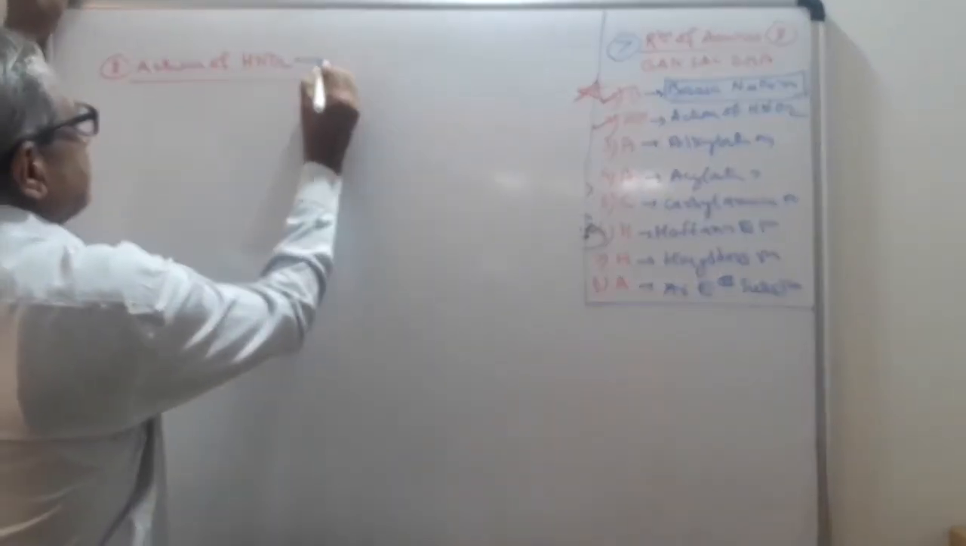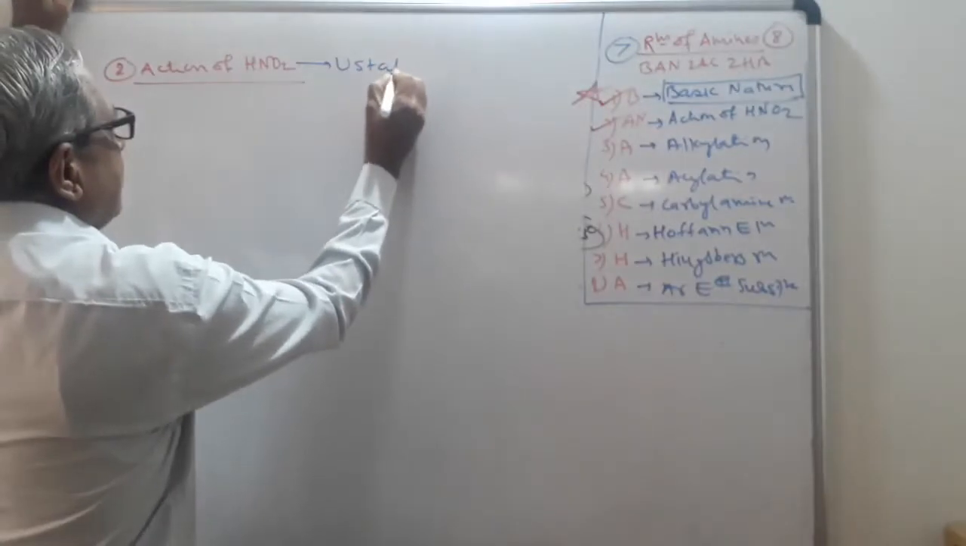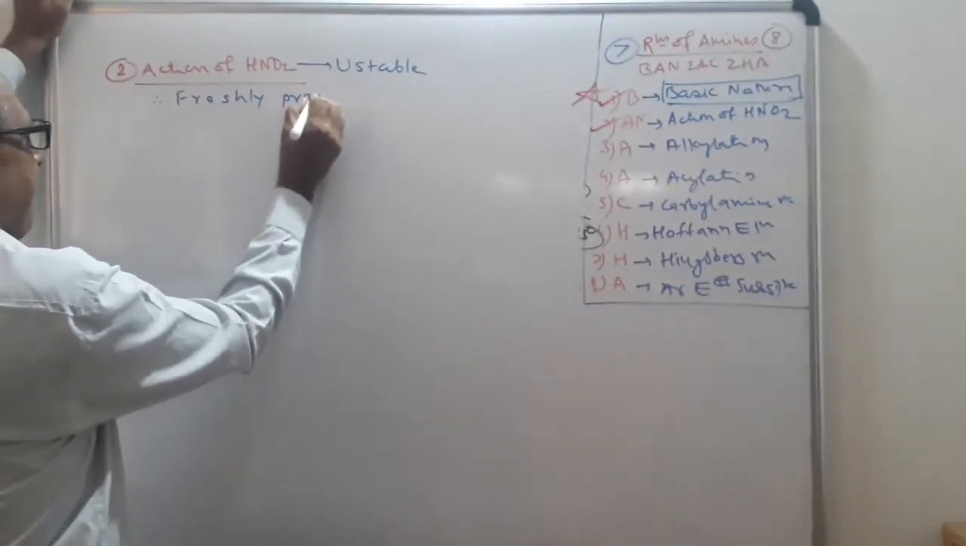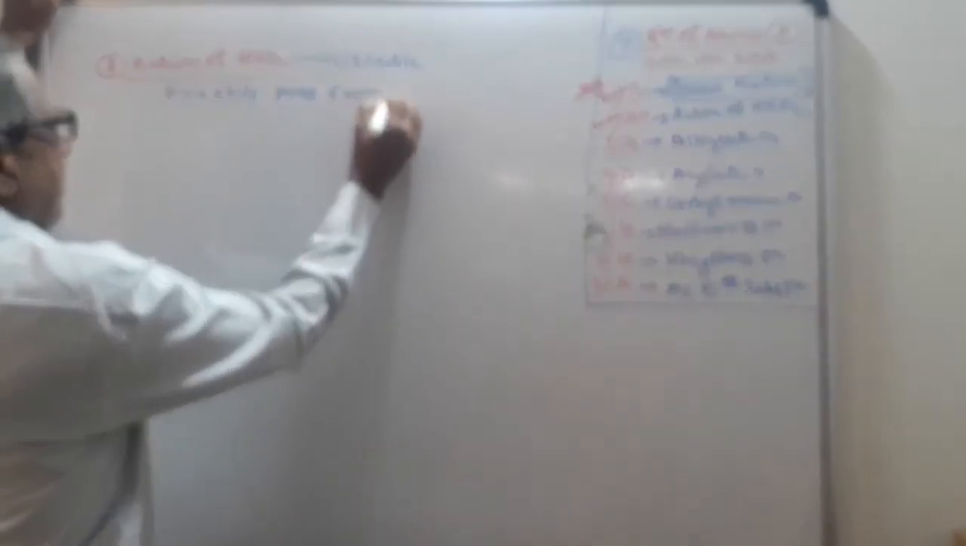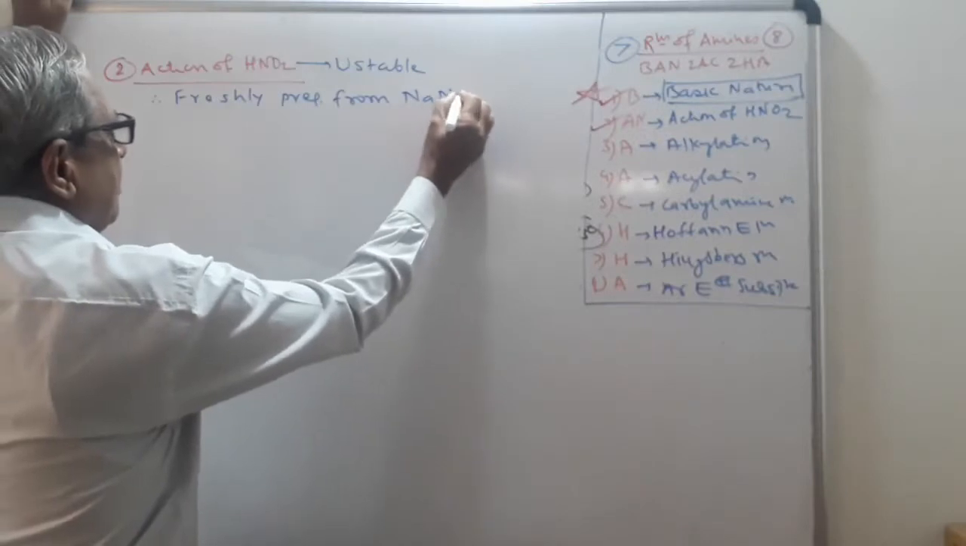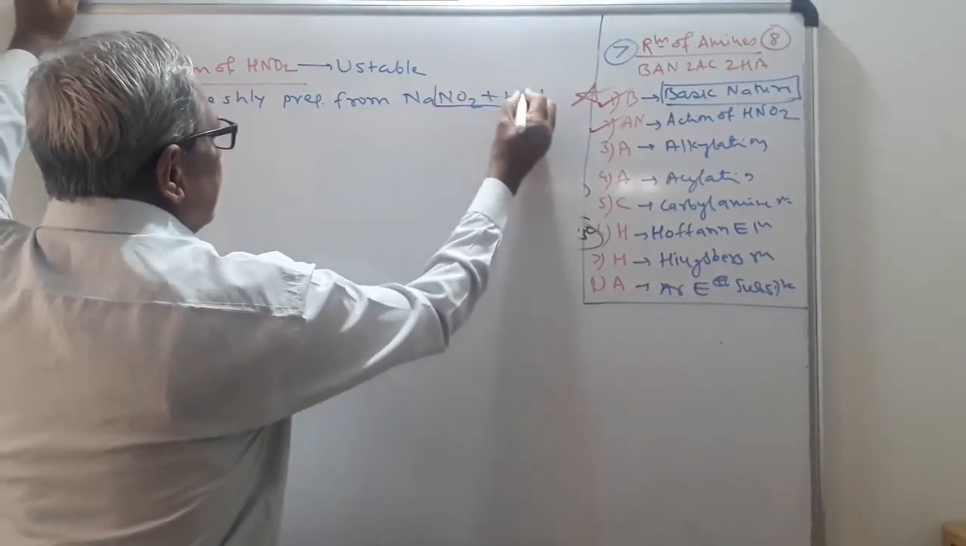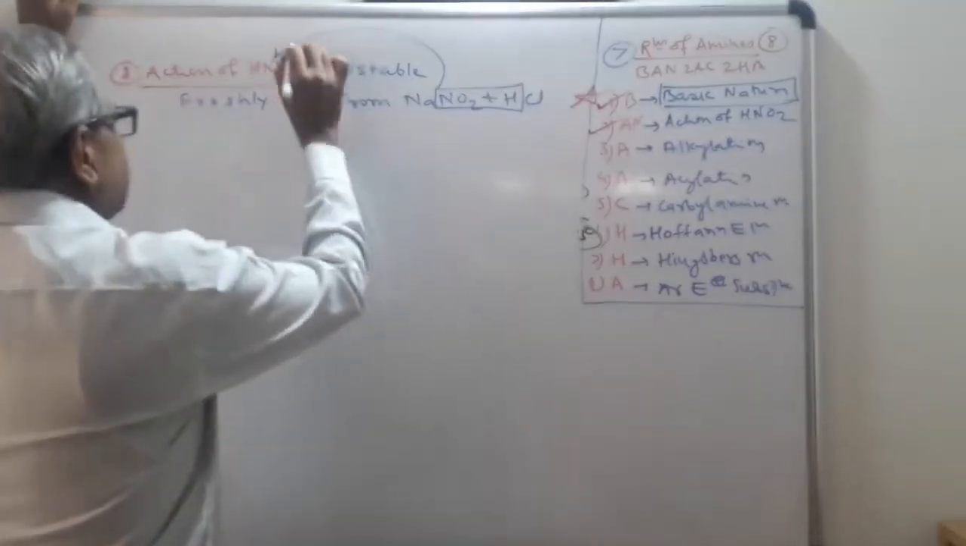First thing, nitrous acid is unstable. Therefore it is freshly prepared from NaNO2 and HCl. When you combine them in this way, you will get HNO2. The byproduct is NaCl.